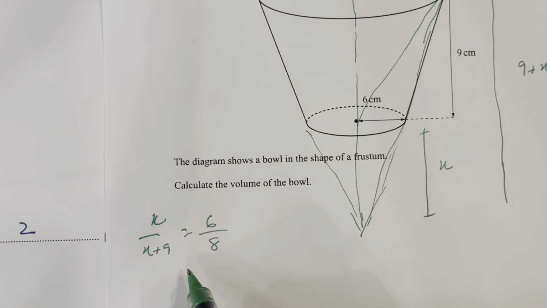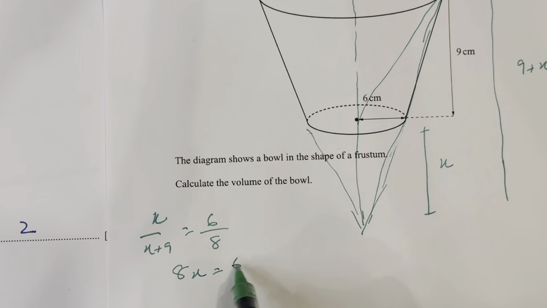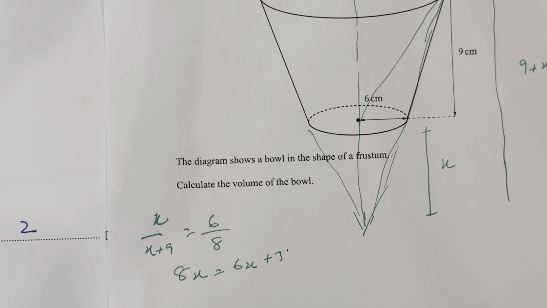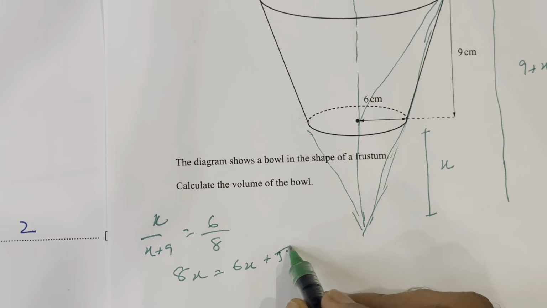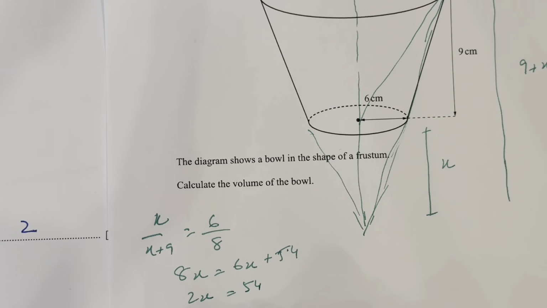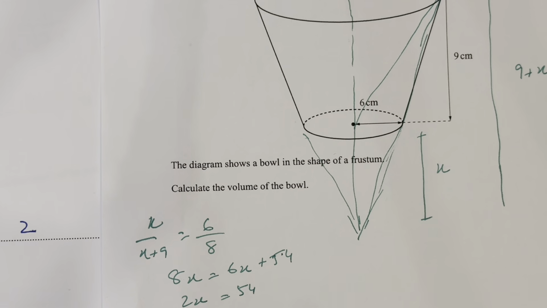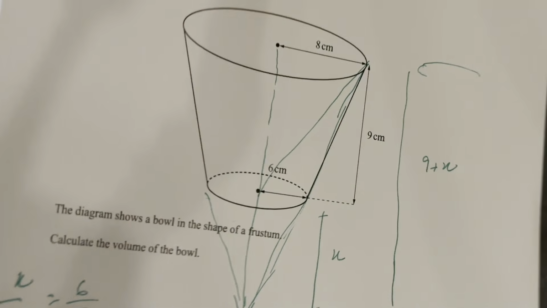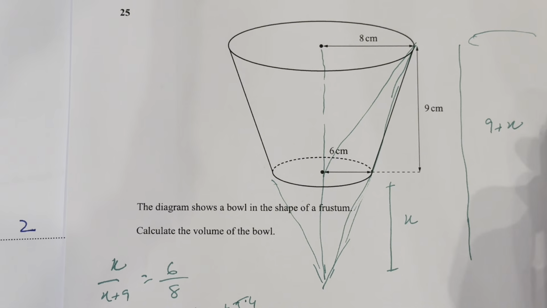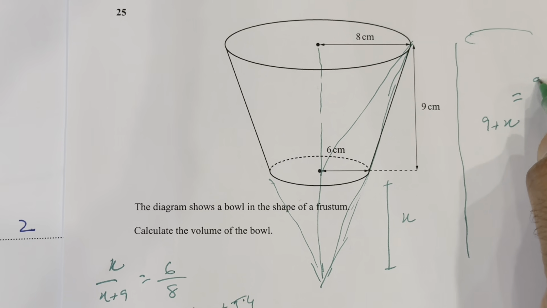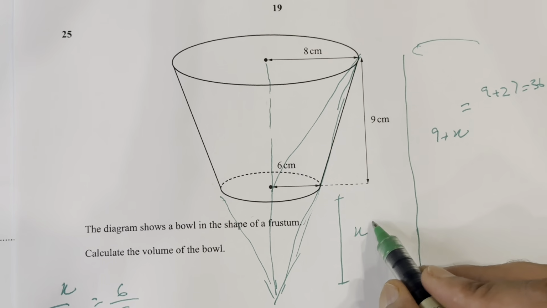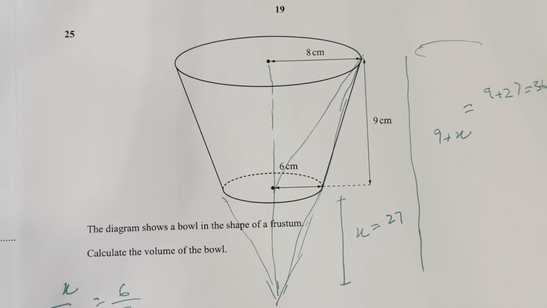After cross multiplying, 8x is equal to 6x plus 54. 8x minus 6x, 2x is equal to 54. x would be 27. So if x is 27, then 9 plus x would be 9 plus 27, which is 36, and this x would be 27, which we just calculated.